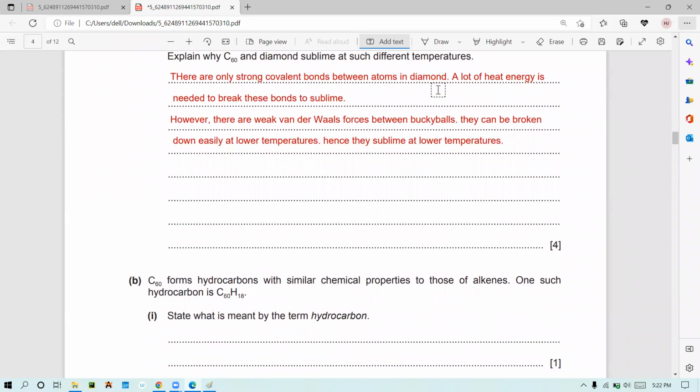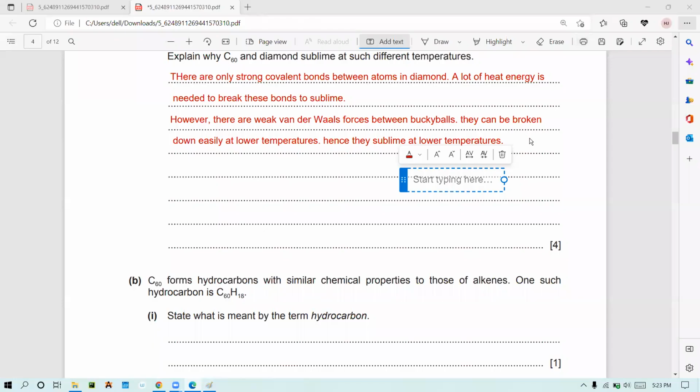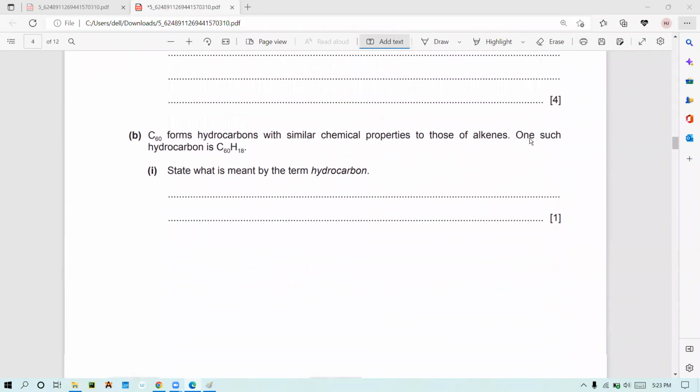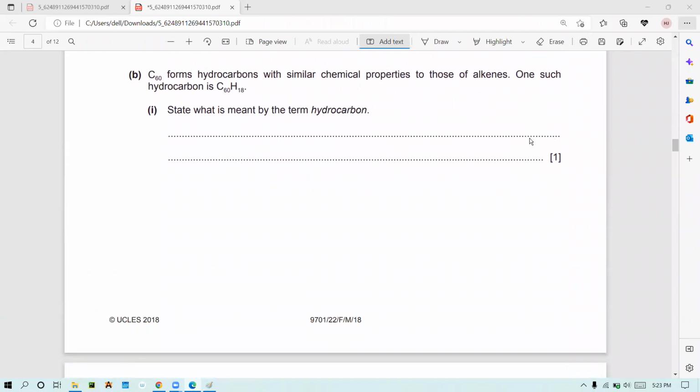We'll move on to the next one. C60 forms hydrocarbons with similar chemical properties to those of alkenes. One such hydrocarbon is C60H18. State what is meant by the term hydrocarbons.